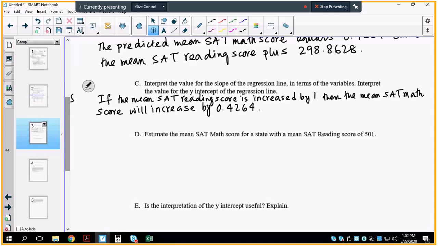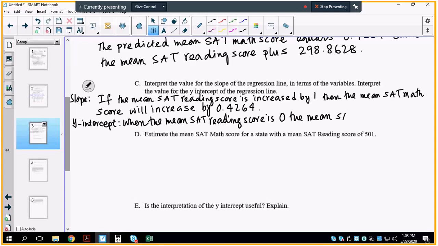Now we're going to interpret the y-intercept, and it is pretty similar. We say when x is 0, so when the mean SAT reading score is 0, the mean SAT math score is the y-intercept value, which is 298.8628. That is the interpretation for the y-intercept.